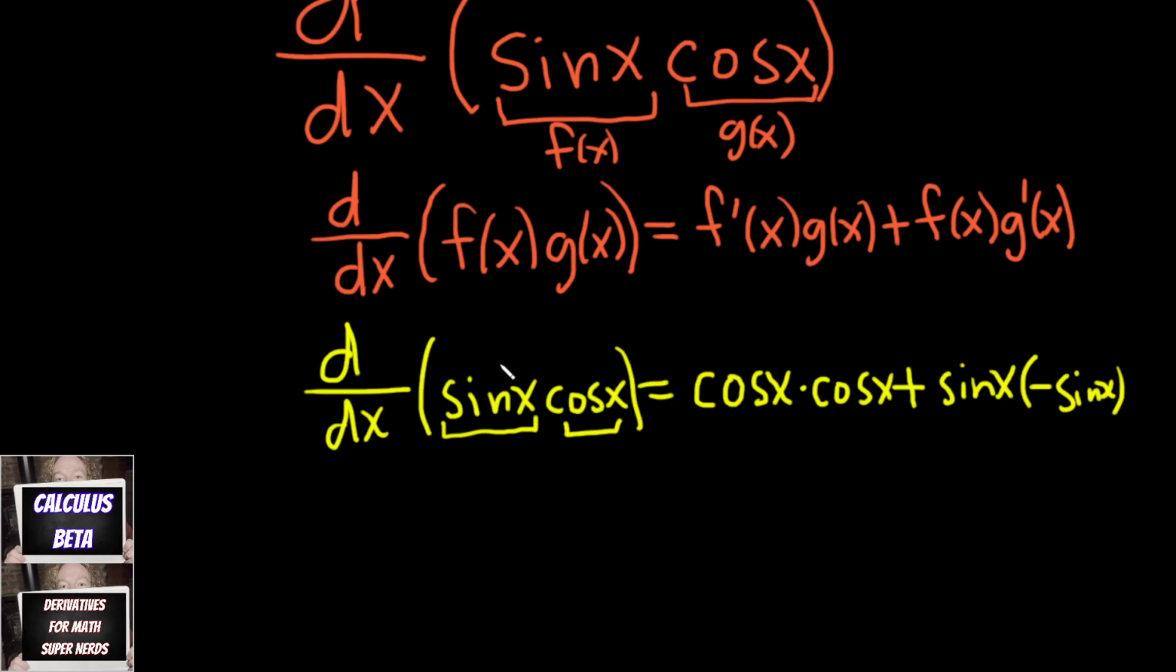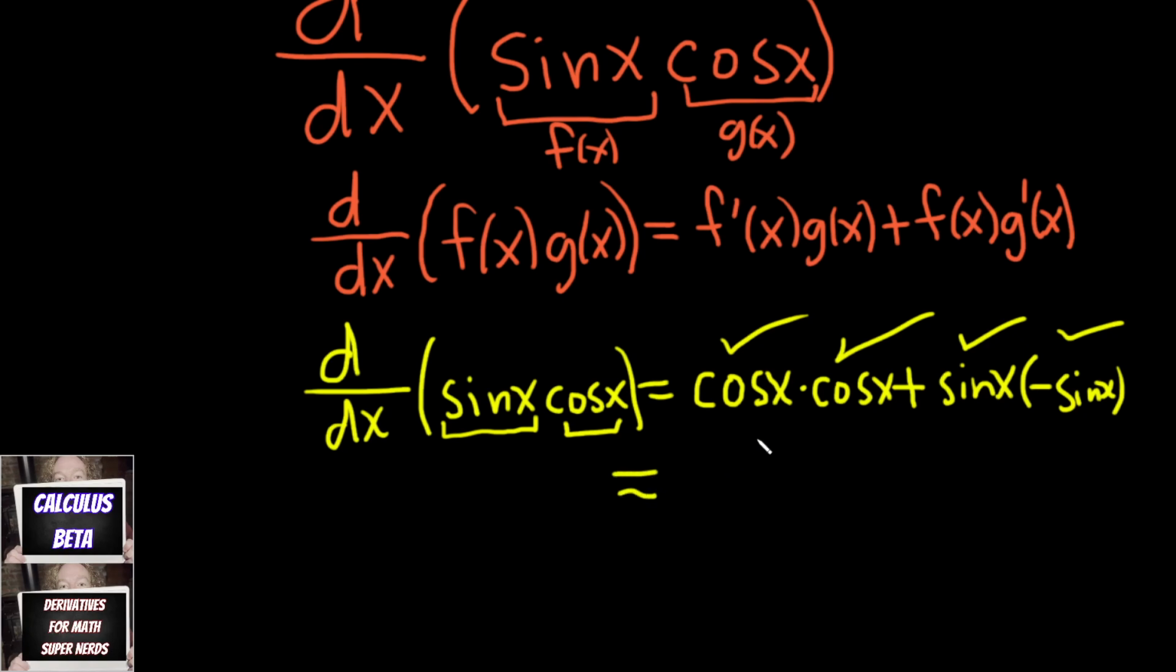Let's check our work. So it's the derivative of the first, which is cosine, times the second, which is cosine, plus the first, which is sine, times the derivative of the second term, or second factor, which is going to be negative sine, because the derivative of cosine is negative sine.